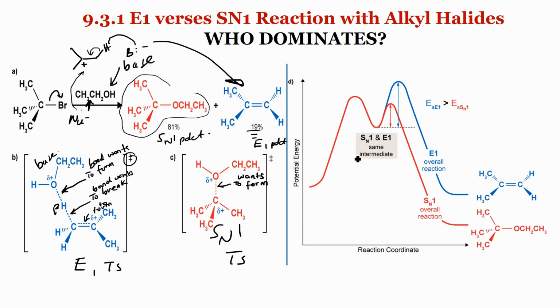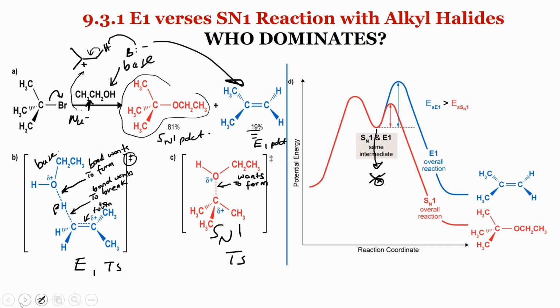Now, looking at the energy profile diagram that I was talking about, you definitely see that both SN1 and E1 will give you the same carbocation intermediate.